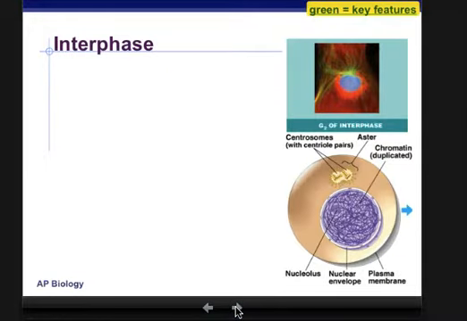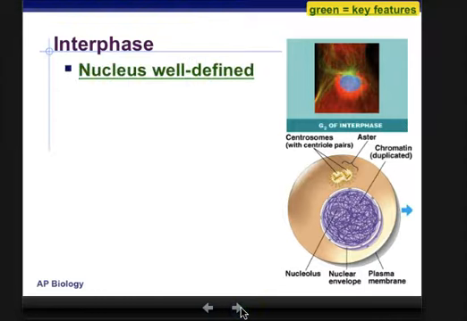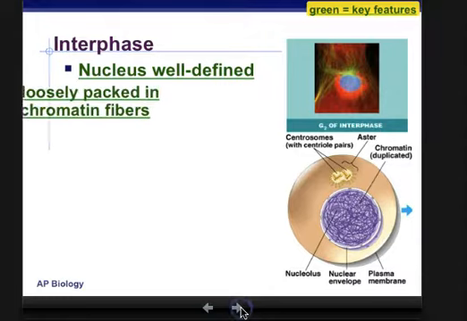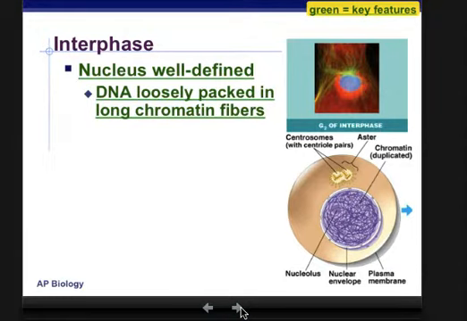All right, so what does a cell look like when it's hanging out in interphase? And we'll look at these under the microscope too. So during interphase, the nucleus is well defined, meaning that we can see the membrane, and the DNA is just loosely packed in long chromatin fibers. So that's what the two pictures are showing us here.